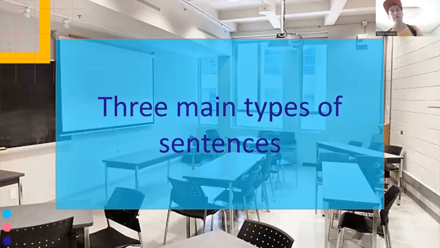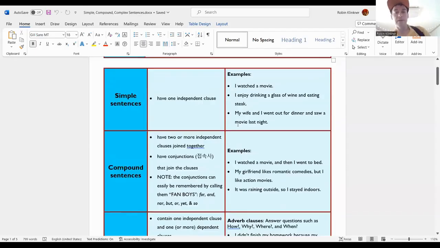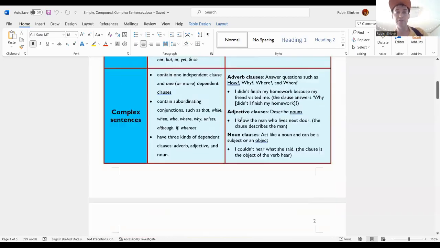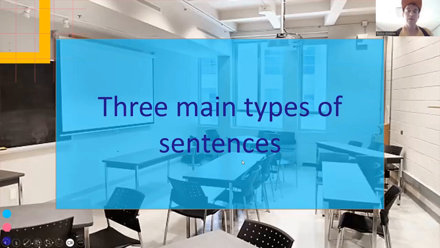So we just talked about phrases and clauses. Now let's talk about the three main types of sentences. And for the remaining part of this video, I will be referring to this handout. It is called Simple, Compound, and Complex Sentences. So I'll upload this and you can also take a look at this. And the first page is reference, and then the remaining few pages are activities. So let's continue.